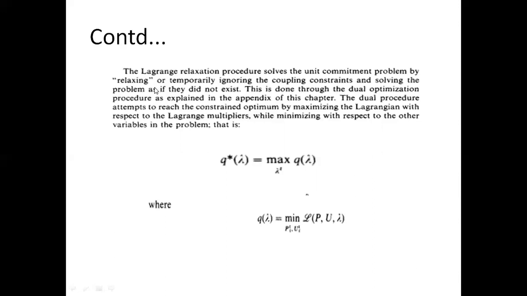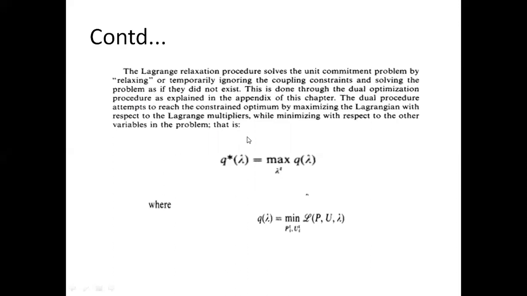So the main concept of Lagrange relaxation is to solve the unit commitment problem by relaxing, or temporarily ignoring, the coupling constraint and solving the problem as if it did not exist. So the main purpose of the Lagrange relaxation in the unit commitment problem is relaxing or temporarily ignoring the coupling constraint and solving the problem as if it did not exist.